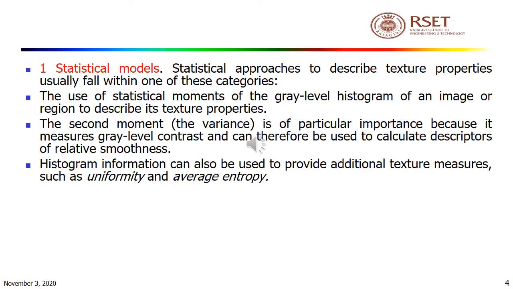First one, the statistical model. Statistical approaches to describe texture properties usually fall within one of these categories. The use of statistical moments of the gray level histogram of an image or region to describe its texture properties. The second moment is of particular interest because it measures the gray level contrast and can therefore be used to calculate descriptors of relative smoothness. Histogram information can also be used to provide additional texture measures such as uniformity and average entropy.